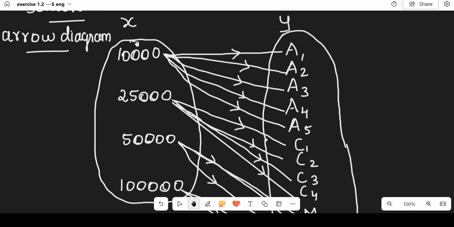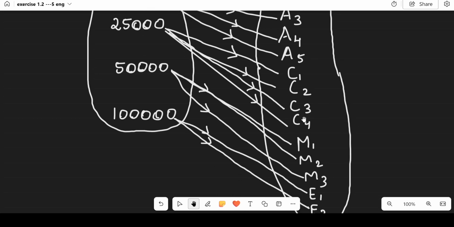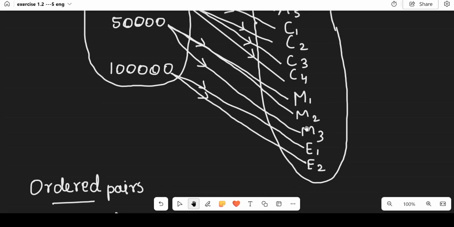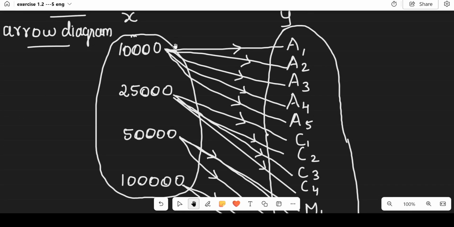So in the salary set, we have 10,000, 25,000, 50,000, and 1 lakh. That is given in the question. Okay. And in the persons set, we have 5 members in assistant position, and 4 members in clerk position, and 3 members in managing position, and 2 members in executive officer position. Okay. So here we have written the X set and Y set, and also we have written the elements of X and elements of Y.